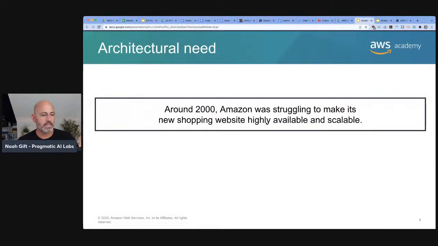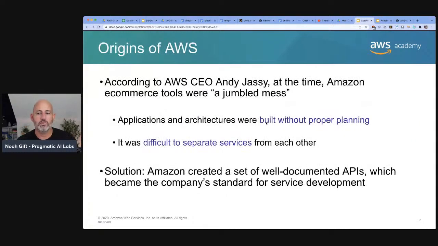So what is cloud architecting? A good example would be around 2000. Amazon was struggling to make its new shopping website highly available and scalable. And so, Amazon e-commerce was a jumbled mess, and they had difficulty separating the different services because everything was monolithic. And so this is also kind of a thing whenever I hear people talk about monolithic web frameworks, and these used to be a big deal. It's not actually a good pattern, in my opinion. The microservice pattern is a much better pattern.